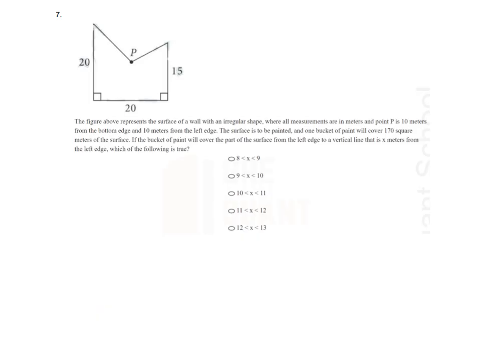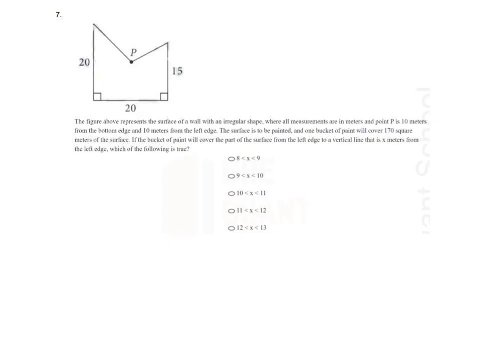The figure above represents the surface of a wall with an irregular shape where all measurements are in meters and point P is 10 meters from the bottom edge and 10 meters from the left edge. The surface is to be painted and one bucket of paint will cover 170 square meters of the surface. Okay, so the surface area will be painted. If the bucket of paint will cover the part of the surface from the left edge to a vertical line that is x meters from the left edge, which of the following is true?